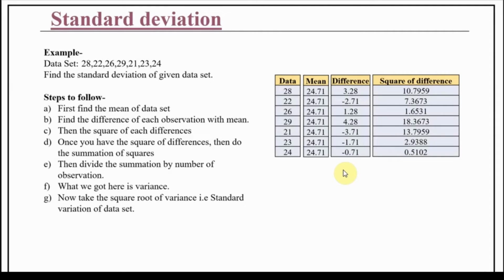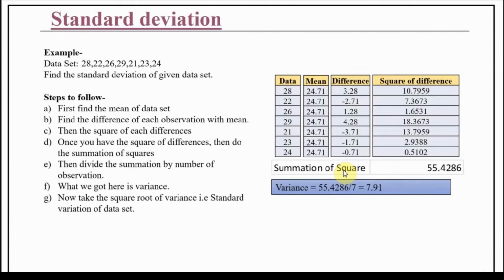Once you have the square of each difference, then do the summation of the squares, which comes out to be 55.42. Then divide the summation by the number of observations, and the variance comes out to be 7.91. Now take the square root of the variance, and that is the standard deviation of the data set. We will solve this question in Excel now.